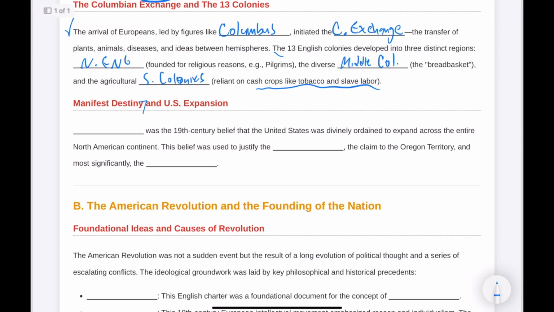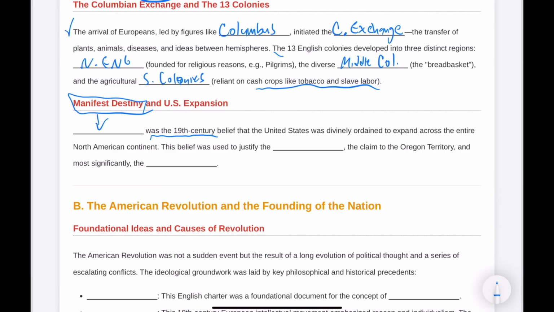Now let's take a look at this really important term called manifest destiny. Now, I'm just going to put an arrow right there. Manifest destiny was the 19th century belief that the U.S. was divinely ordained to expand across the entire North American continent.